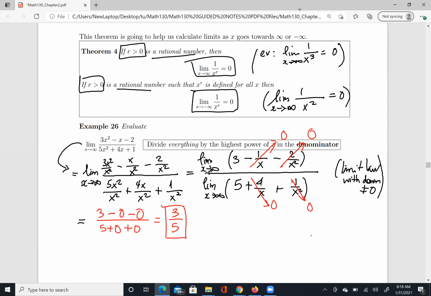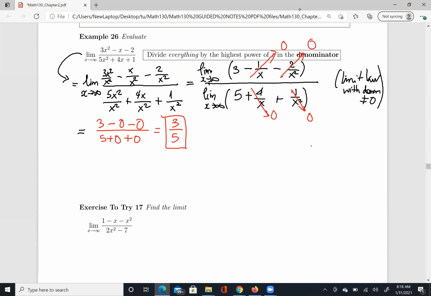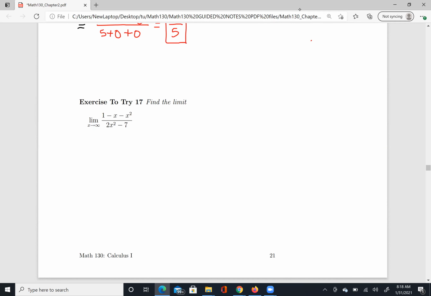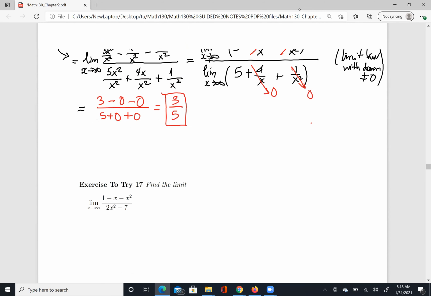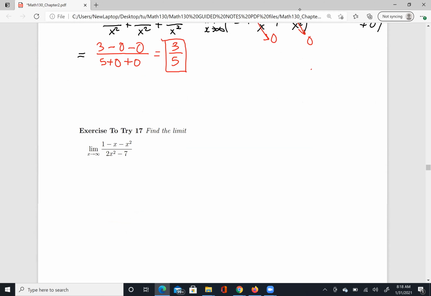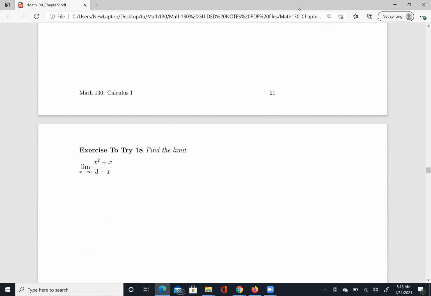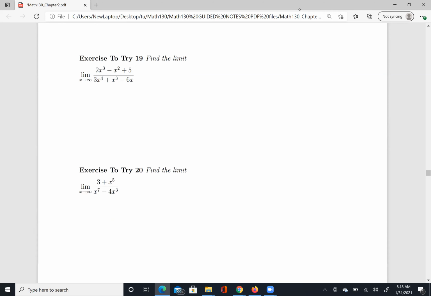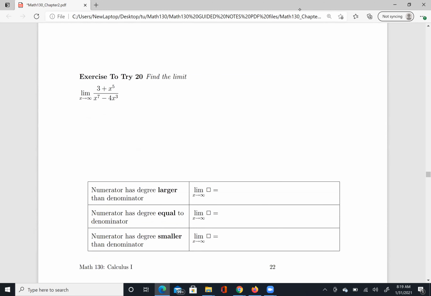So far, so good. Okay, let's move down. I have an exercise for you to try, number 17. Remember that the first step is to divide everything by the highest power. Don't forget it. And then I have exercises 18, 19, and 20 for you to try.